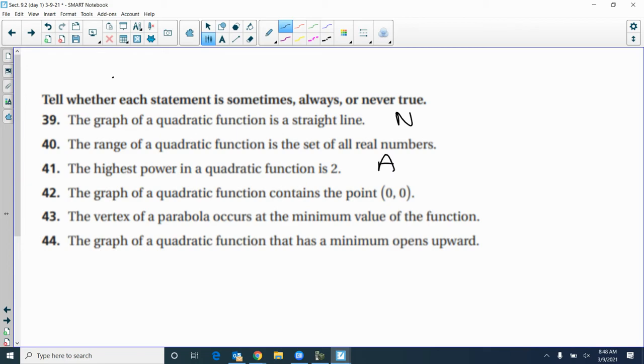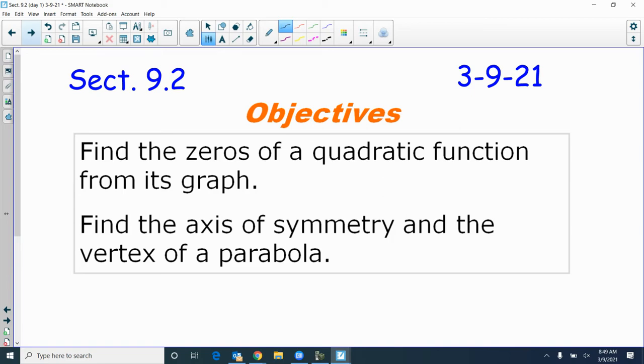So that is always. And for 43, the vertex of a parabola occurs at the minimum value of the function. Sometimes. Because can anybody tell me, yes, it happens, but when would it not happen? There's a maximum. When it's at the maximum. So it could be at the minimum or maximum. Okay, good. All right. We're going to move into 9-2.